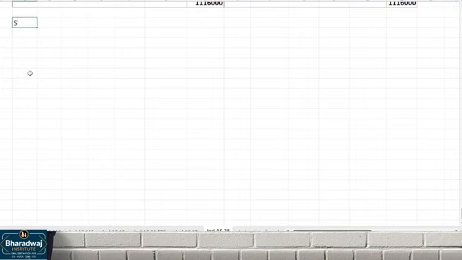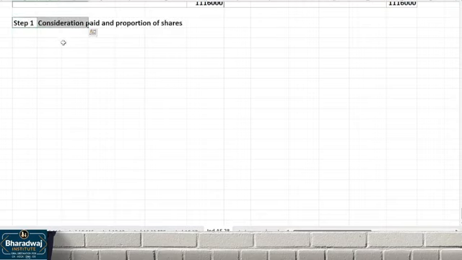Consideration. Step 1. Do you remember consolidation steps? Step 1 என்ன பண்ணும்? Consideration paid and proportion of shares. Consideration paid and which one? Proportion of shares. What is the consideration paid? 640 lakhs divided by ஒரு ஷேரோட how many shares are allotted னு பார்க்கணும் இல்லையா? How many shares we have to allot?